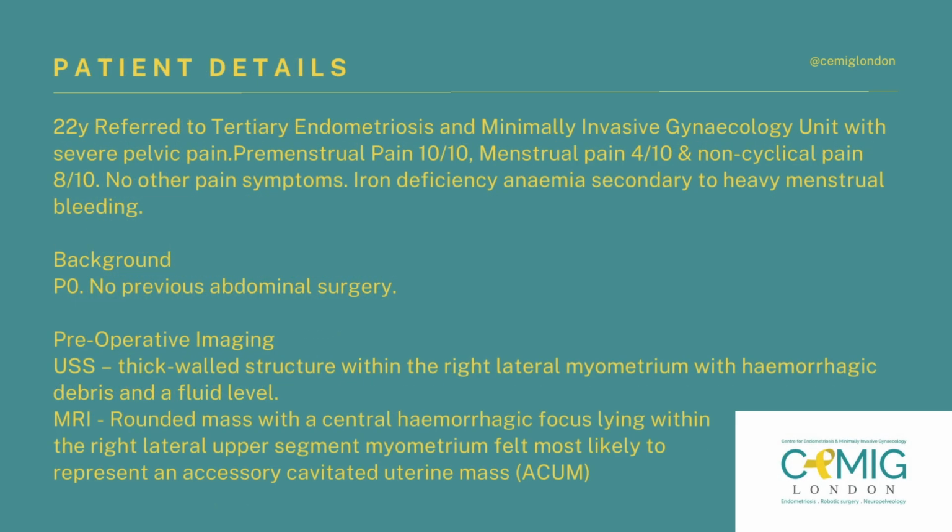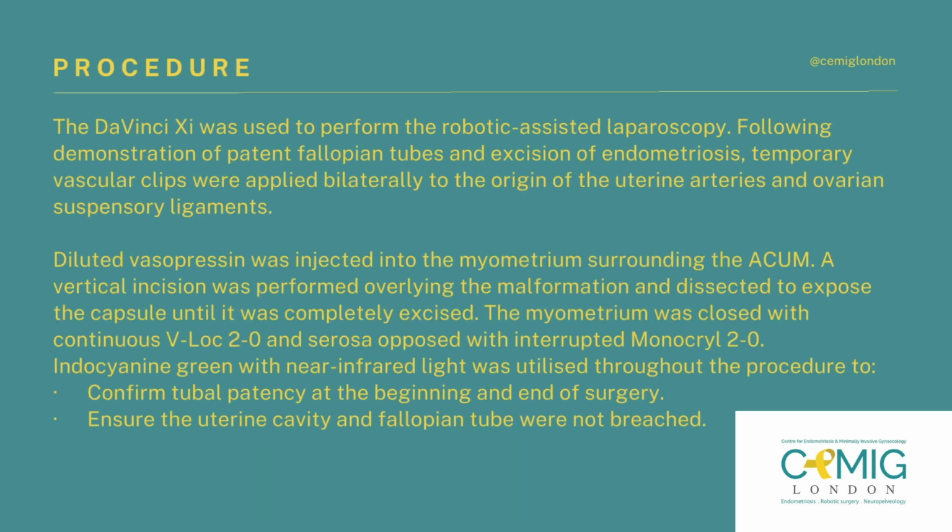We present the case of a 22-year-old with primary dysmenorrhea, mostly affected by premenstrual pain. Her symptoms were refractory to medical management, and she also described heavy menstrual bleeding. Radiological investigations were highly suggestive of ACUM. In this video, we will demonstrate the surgical management of ACUM using robotic-assisted laparoscopy, highlighting a number of techniques to ensure that the endometrial cavity was not breached and that blood loss was minimized.